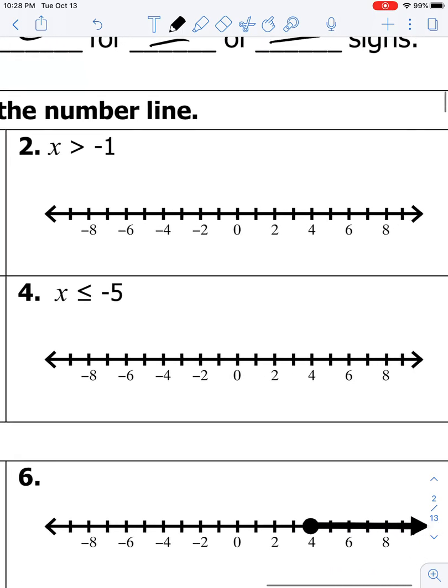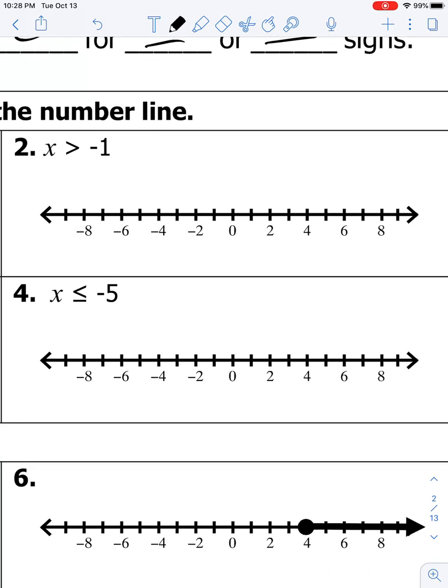So this one right here, we have a greater than sign. So it is an open circle again, and then at -1. So here's -1, and there's my open circle. This time, the big mouth is facing the X, so we're going to shade right. This way.